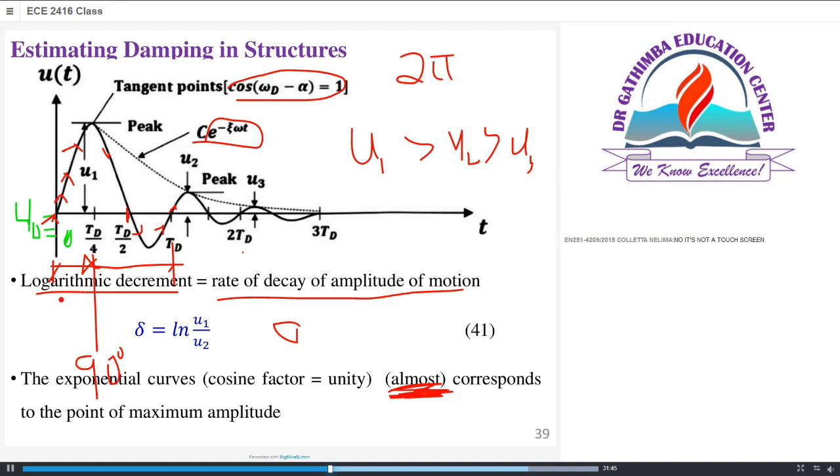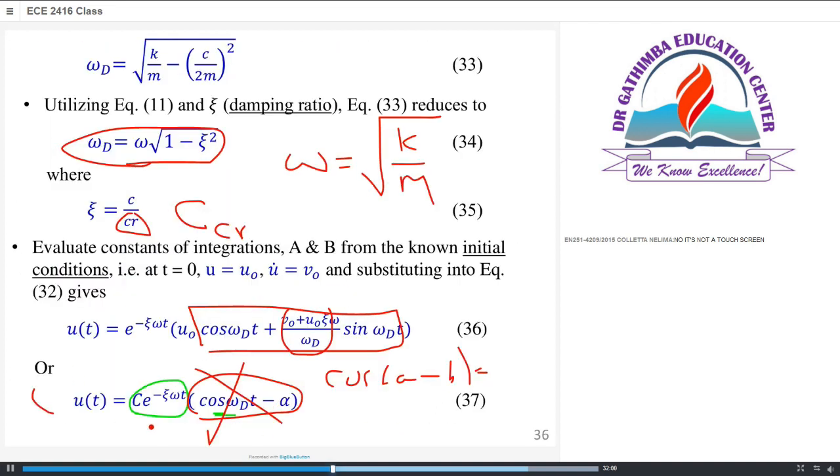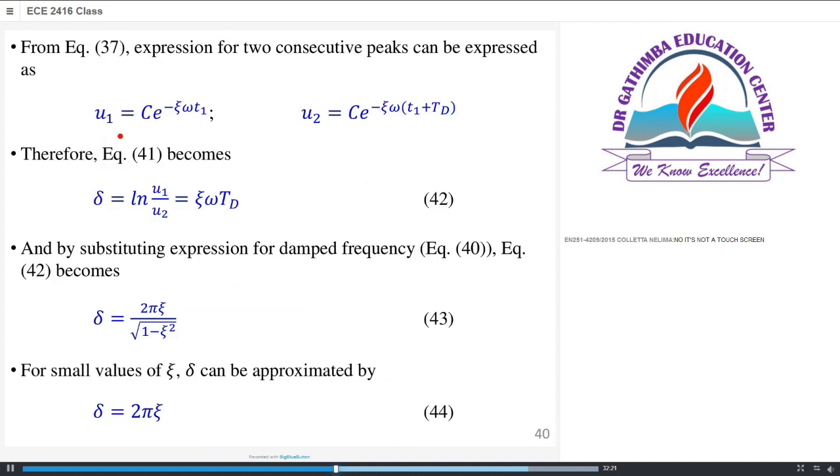So you have seen the logarithmic decrement. From this expression, this is simplified. When our motion is at the peak, we do not have this part, it becomes 1. So we are talking about this coefficient C e raised to the power negative xi omega t. For the amplitude U1, of course, that's when t is equal to T1.